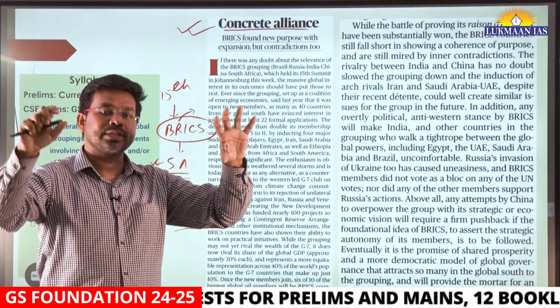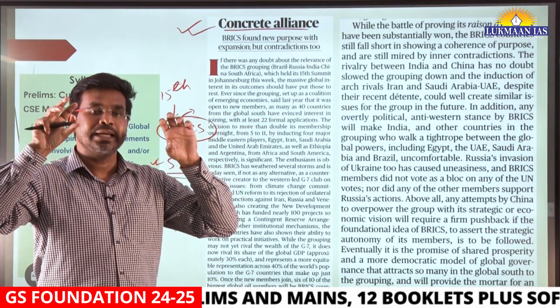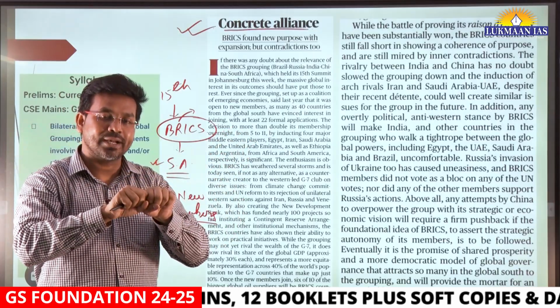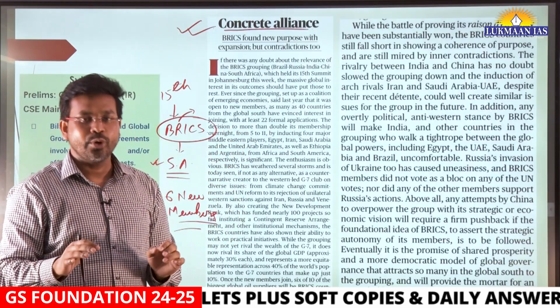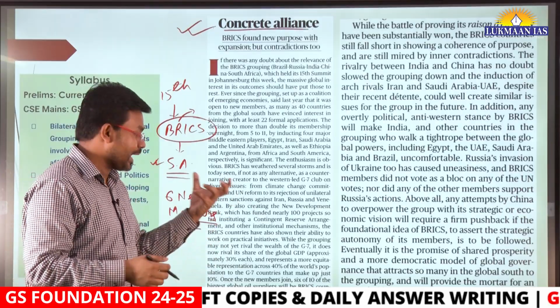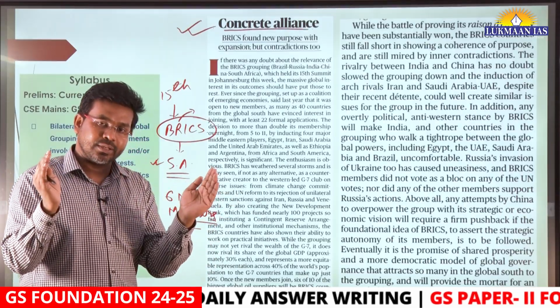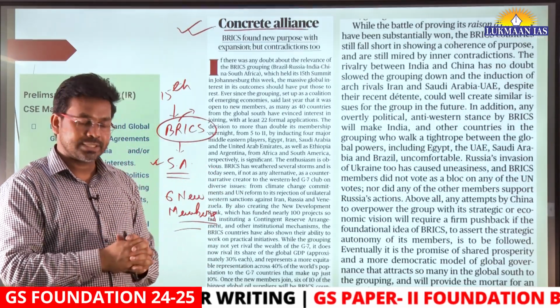So Iran and Saudi Arabia, hitherto they were rivals to one another. They had not good ties with one another. So they have been added. So there is contradiction between those members itself.